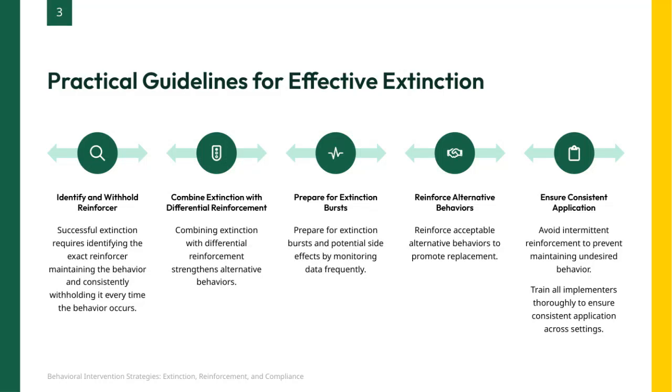When implementing extinction, the first step is to clearly identify the specific reinforcer that is maintaining the behavior. Once identified, it's crucial to consistently withhold that reinforcer every time the behavior occurs to ensure success. Next, combining extinction with differential reinforcement can be very effective. This means reinforcing alternative, appropriate behaviors while extinguishing the undesired ones to strengthen positive replacements.